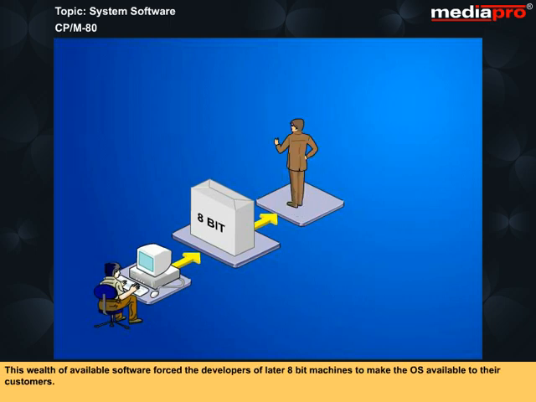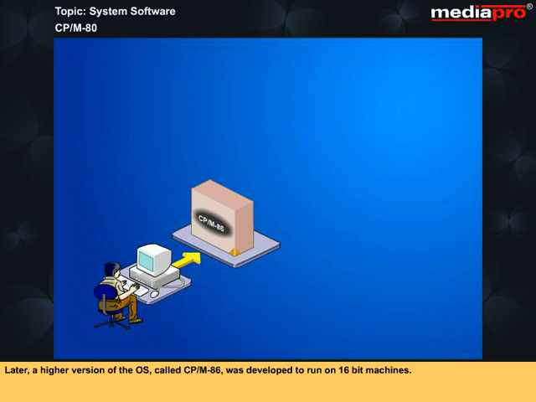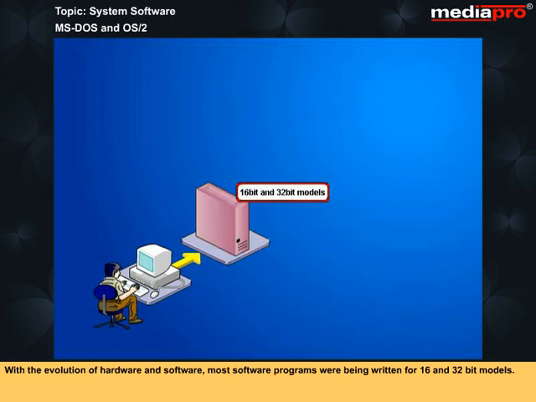This wealth of available software forced the developers of later 8-bit machines to make the OS available to their customers. Plug-in hardware kits were also developed to allow users of Apple and Radio Shack machines to run software written for the CPM-80. Later, a higher version of the OS, called CPM-86, was developed to run on 16-bit machines. With the evolution of hardware and software, most software programs were being written for 16 and 32-bit models.